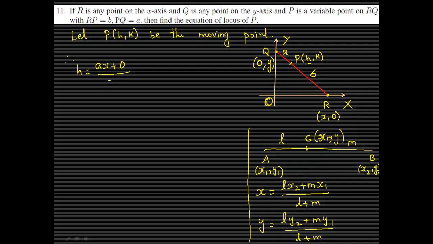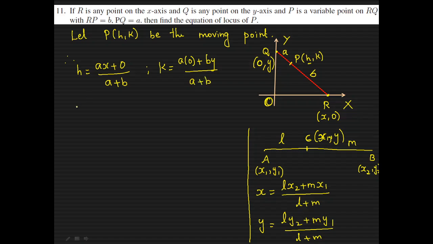So divided by A plus B. Okay, and then K will be equal to A into 0 plus B into y, divided by A plus B. This is by using the section formula.